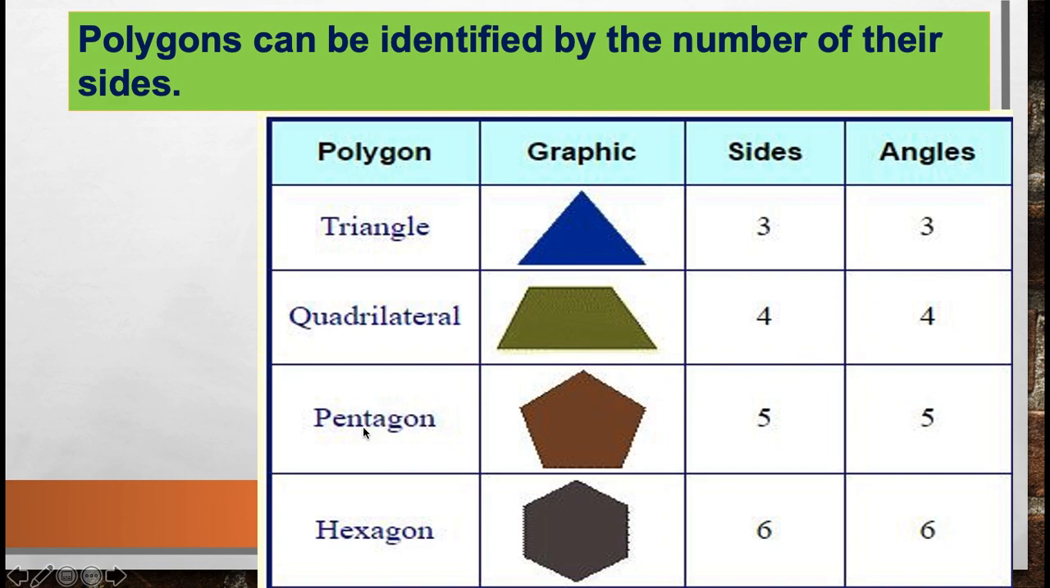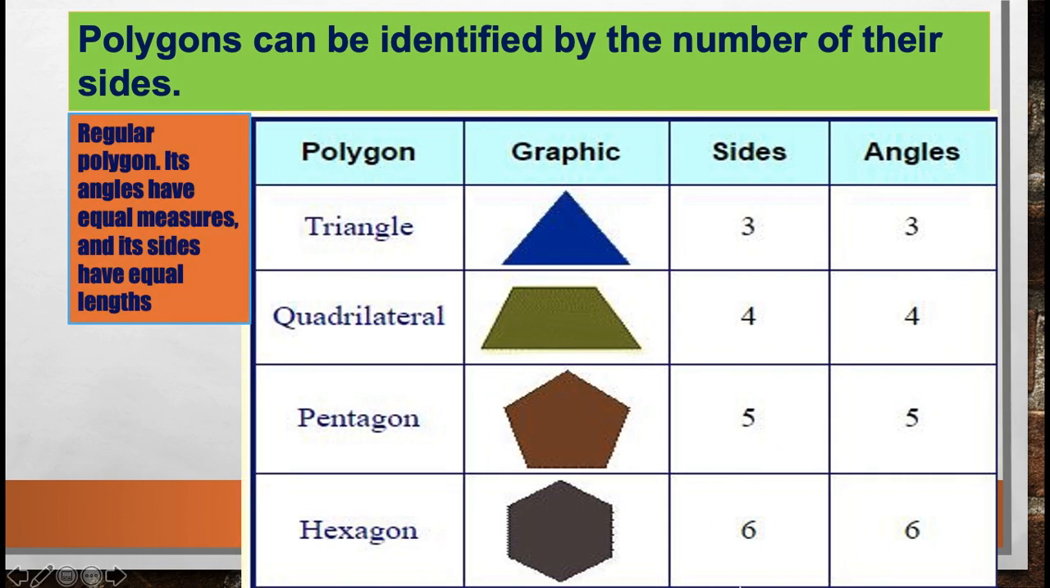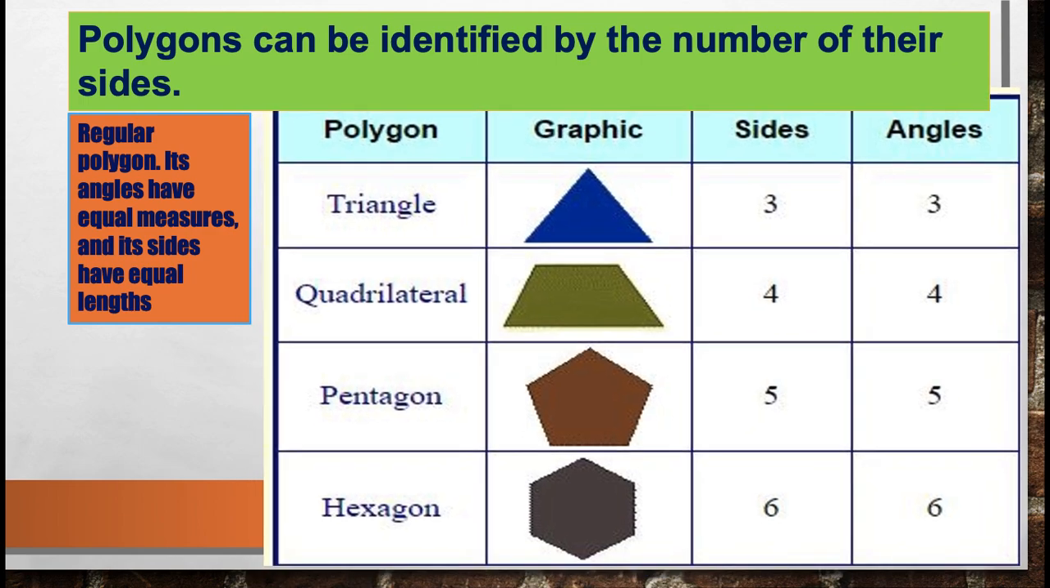The next one is the pentagon. It has 5 sides and 5 angles. A hexagon likewise has 6 sides: 1, 2, 3, 4, 5, 6 sides and 6 angles. Regular polygons, I told you already, have equal sides and equal angles, lengthwise and angle-wise.